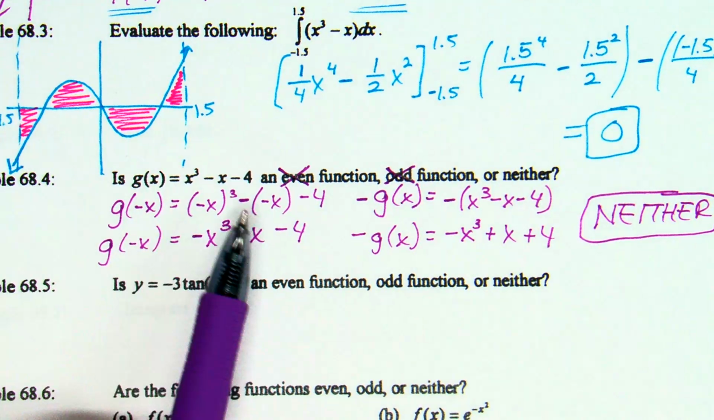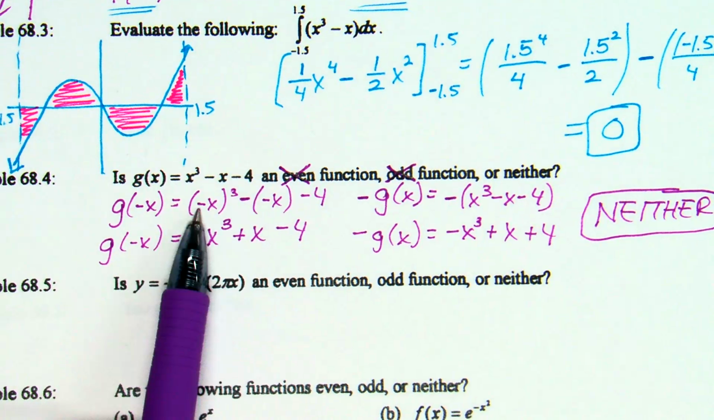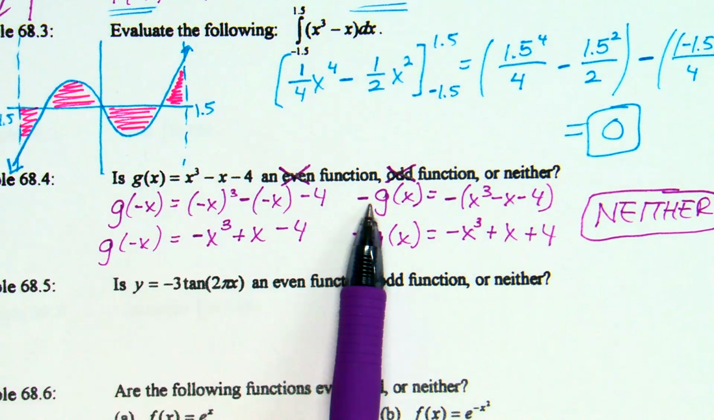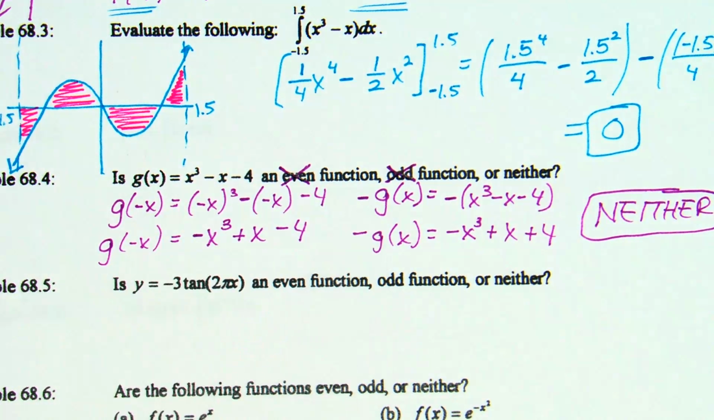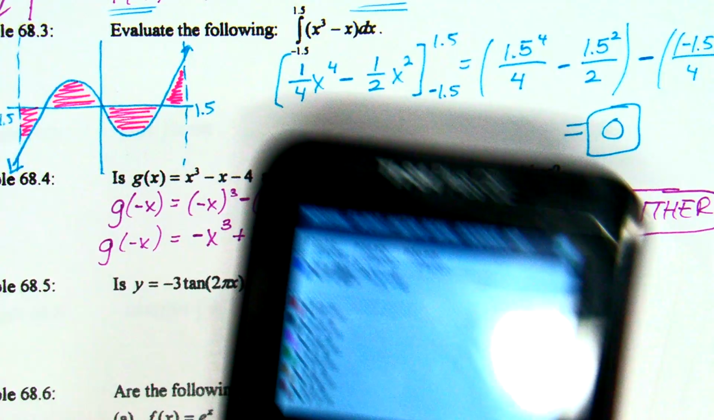Minus a negative is a plus. Over here, I didn't change the sign out front. I plugged in negative. A negative raised to the third power is going to result in a negative. But then on the second one, it's everything. On the second one, it's negative g of x. So that means you multiply the entire function by a negative. So all you do is go through and change every sign.